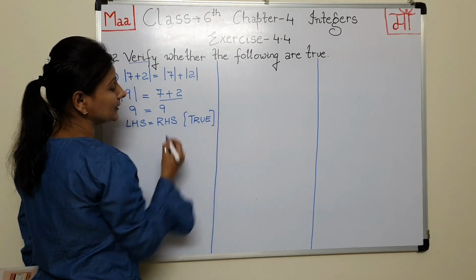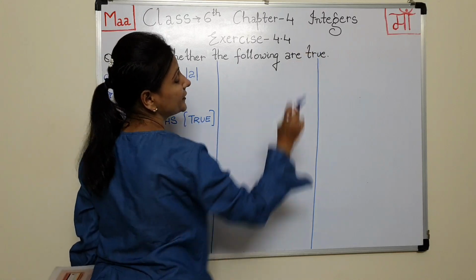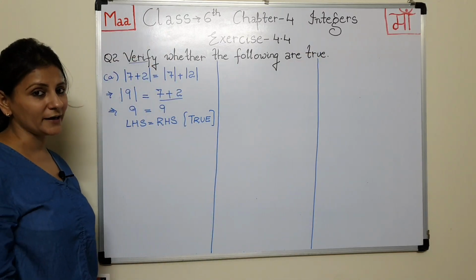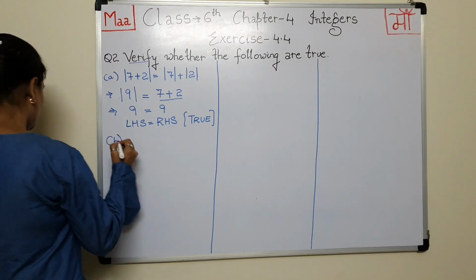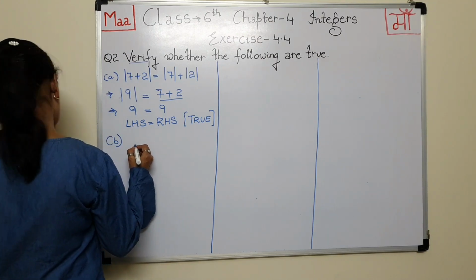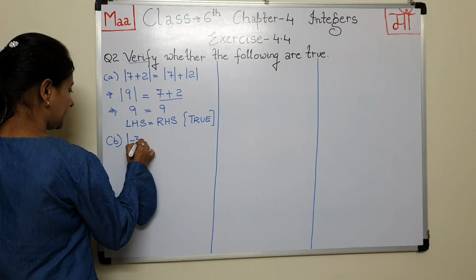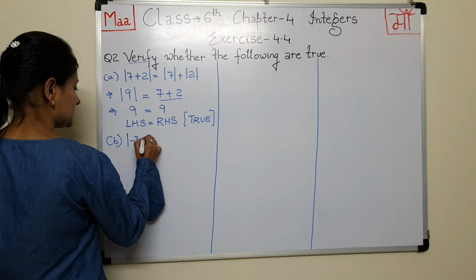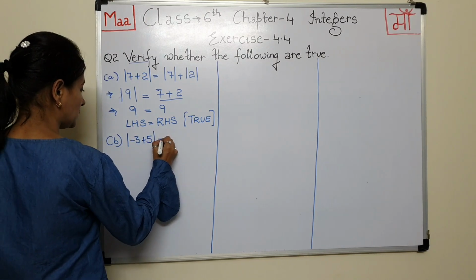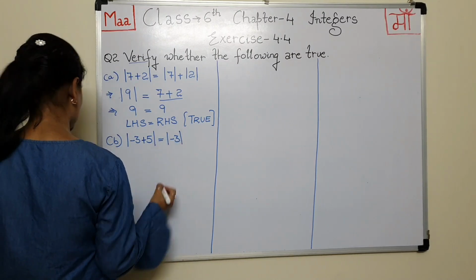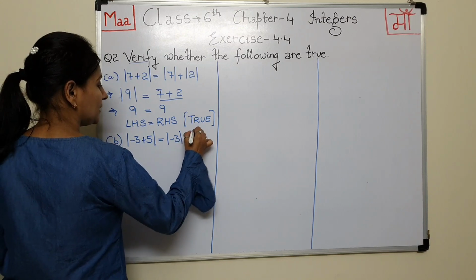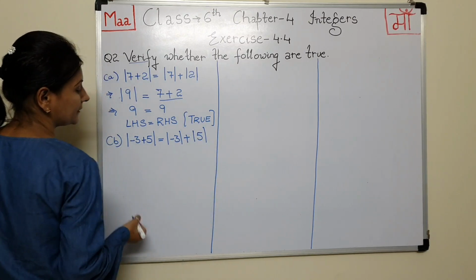If both the sides are equal, that means it is true. It is asked in the question. We have to find out whether it is true or false. Now let us move on to B part. So B part is here: left hand side, minus 3 plus 5, then the bar closed. On the other side, bar open, minus 3 inside the bar, plus again bar open, 5 inside the bar.